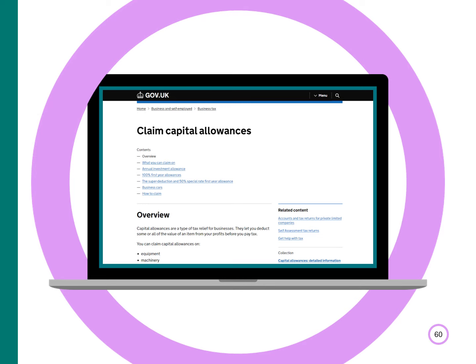In the same box, you may also be able to claim capital allowances for larger items such as plant and machinery and computers you use for work, but not vehicles. You can find out more about this on gov.uk.